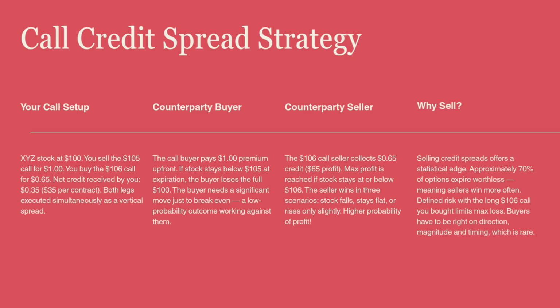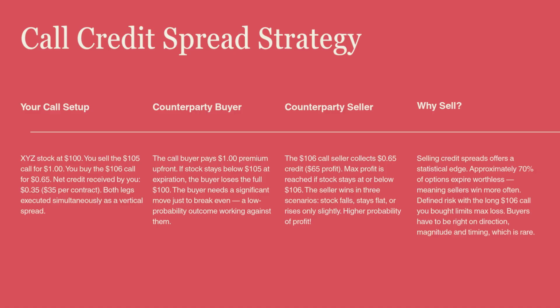What's that look like for the counterparty buyer? So the buyer is going to pay you $1 in premium upfront. And if the stock stays below 105 at expiration, then you're going to receive that full $100. So the buyer needs a significant move just to break even. It's a low probability outcome. The counterparty on the sold call is going to collect 65 cents credit. They have sold us the 106 position. So that seller is going to win in three different scenarios: if the stock falls, if it stays flat, or even if it goes up right below 106. So they have the best position.